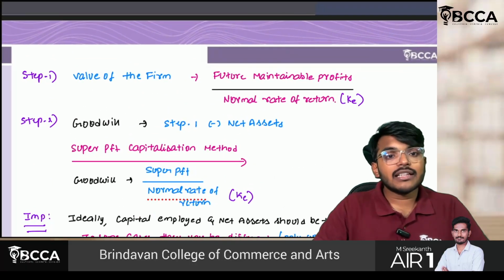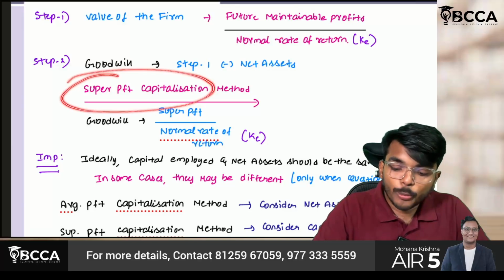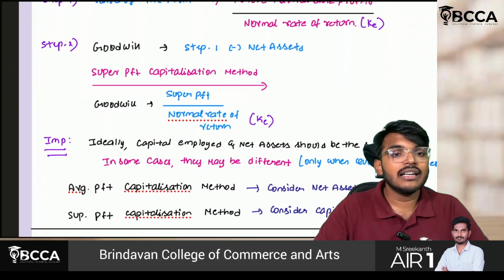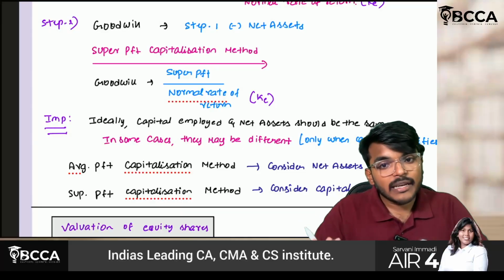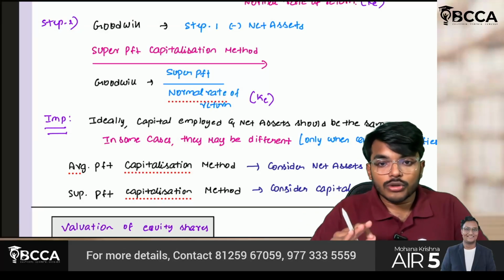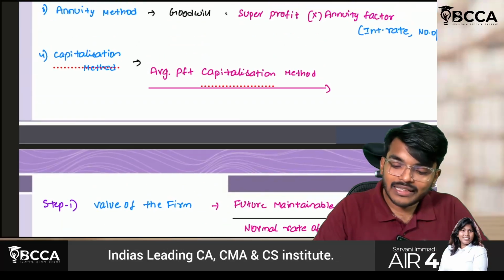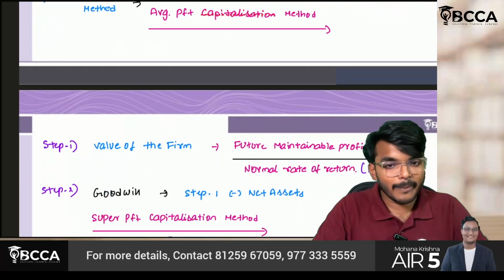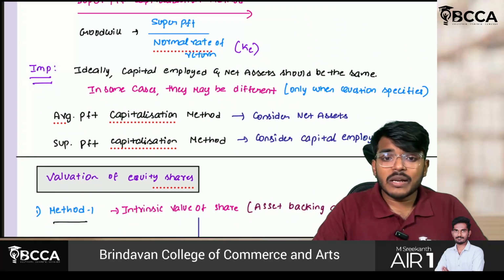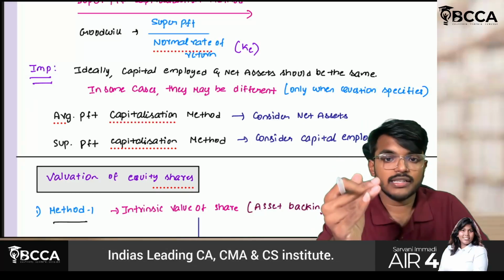Sir, will we get the same goodwill as per the super profit capitalization method and the average profit capitalization method? The right answer is, ideally speaking, you should get the same answer as per the super profit capitalization method and the average profit capitalization method. But sometimes you will get different answers. Sir, when will we get different answers? This is the most important point, so please focus complete attention, you will understand.